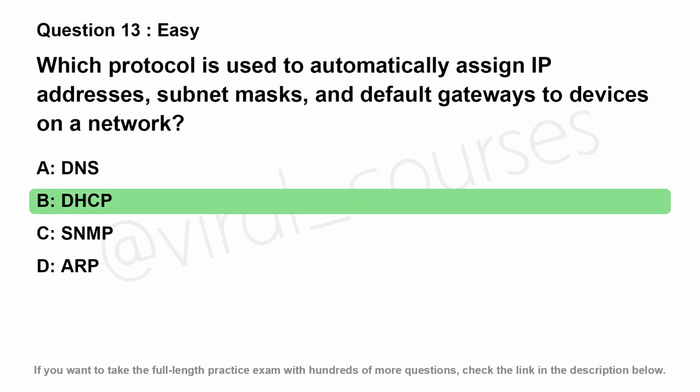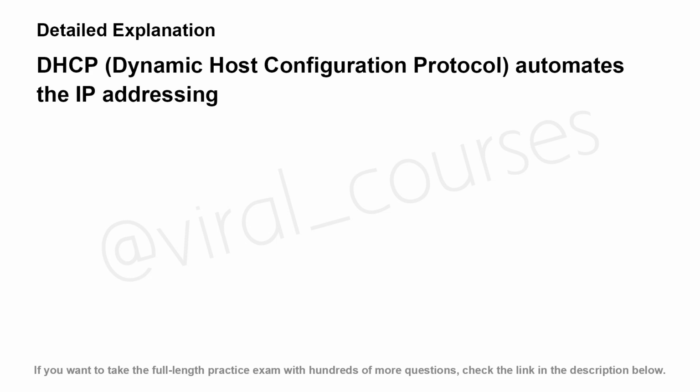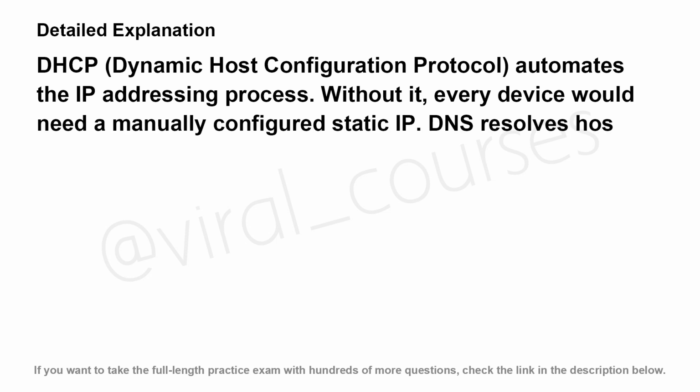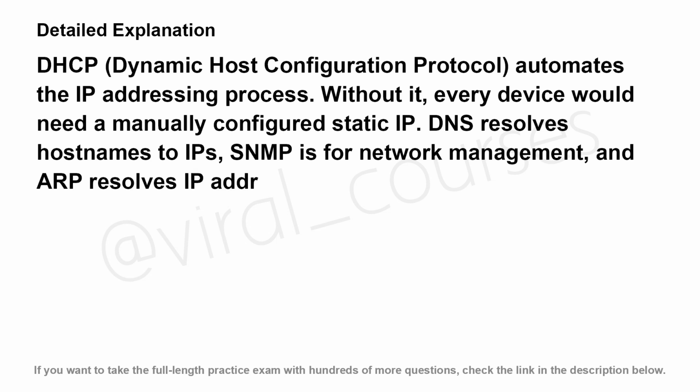The correct answer is B. DHCP, Dynamic Host Configuration Protocol, automates the IP addressing process. Without it, every device would need a manually configured static IP. DNS resolves hostnames to IPs. SNMP is for network management, and ARP resolves IP addresses to MAC addresses.